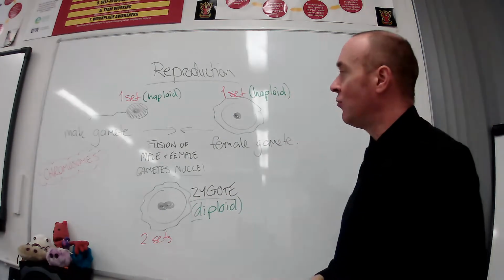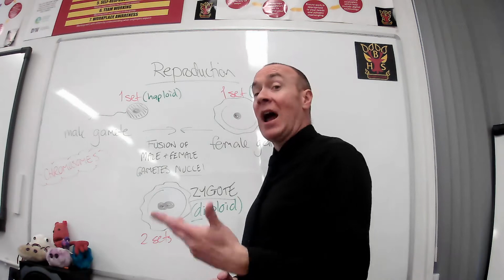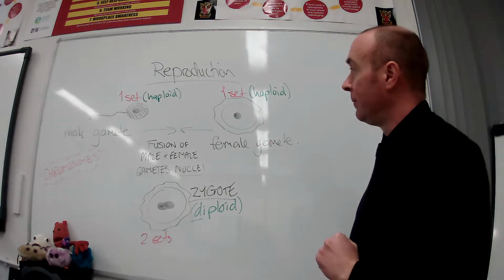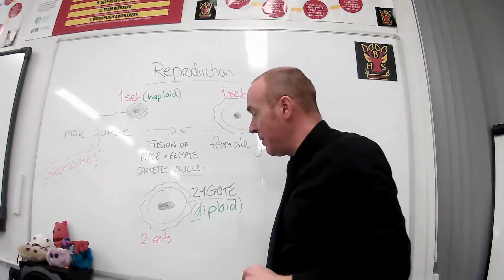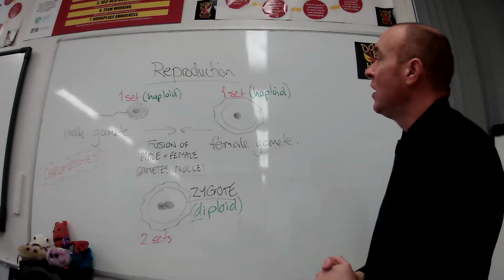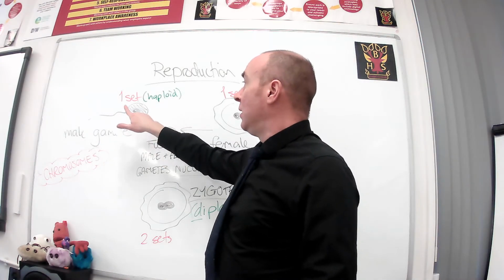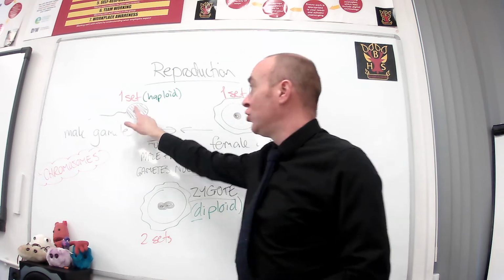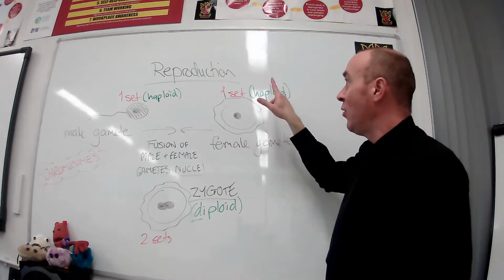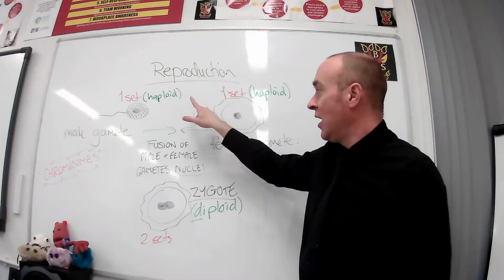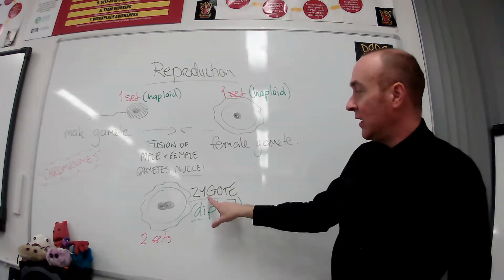But again, we'll learn about the red blood cells in a bit more detail, and why they don't have a nucleus, in the future. So that's very briefly the process of fertilisation. A male haploid gamete's nucleus combines with a female haploid gamete's nucleus to form a diploid zygote.